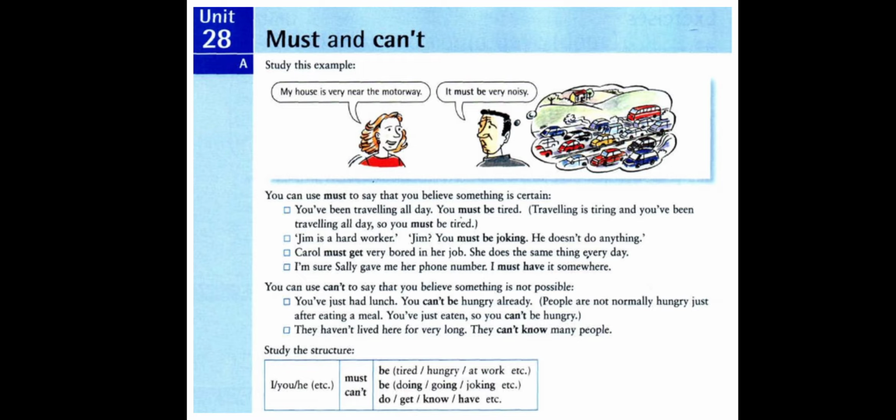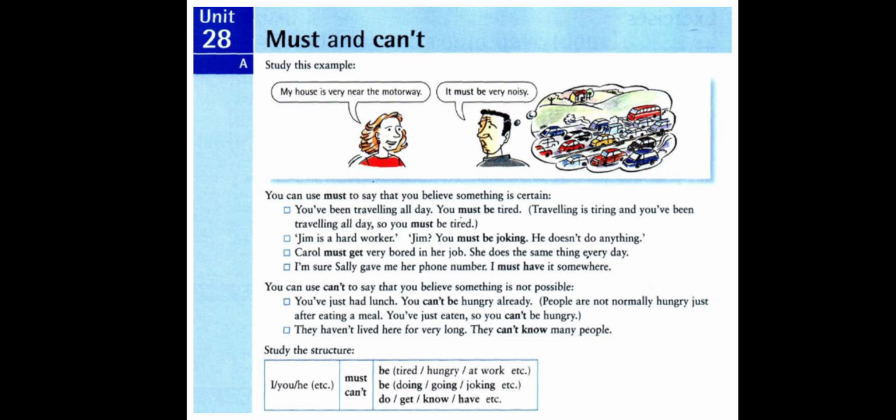said by her. You can use must to say that you believe something is certain, to express inference by yourself, to express your own opinion about something based on certain information. You use must plus the base form. You have been traveling all day. If someone has been traveling all day, then what we conclude, what we infer, is that he must be tired. So you must be tired.